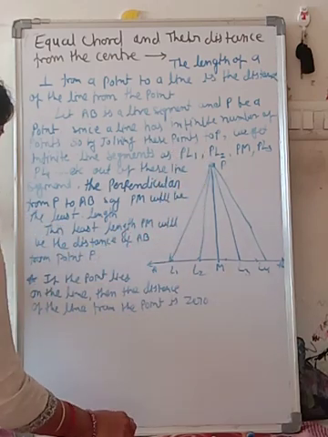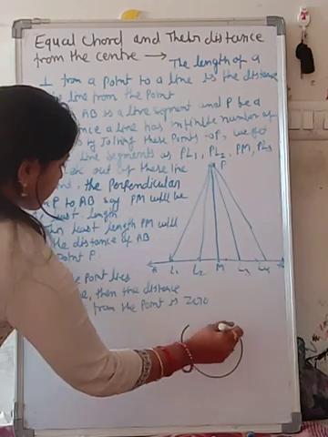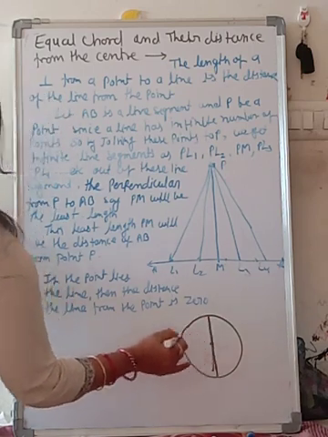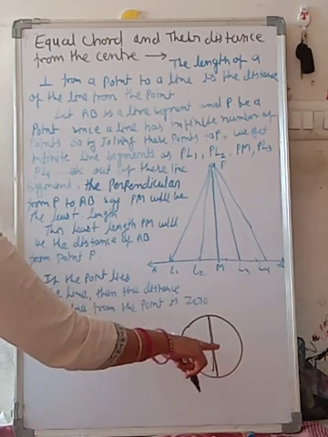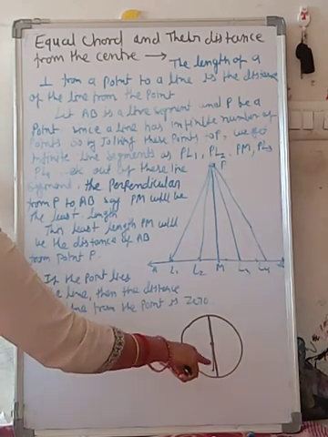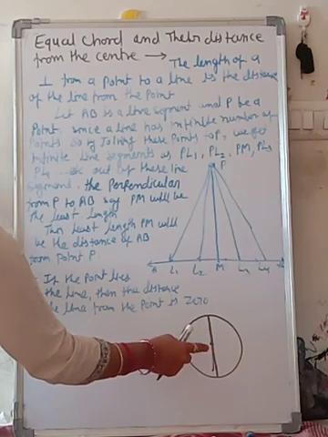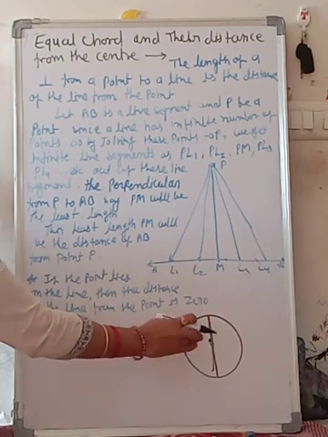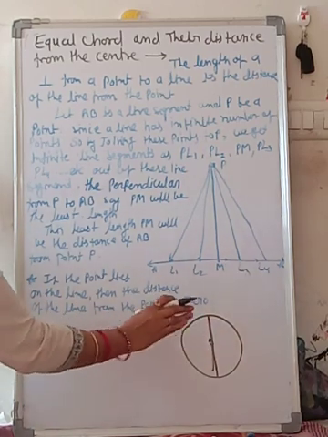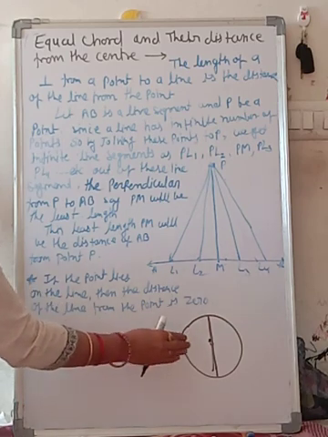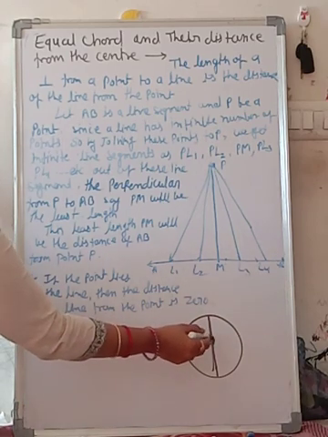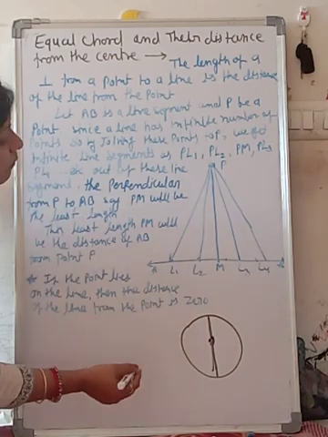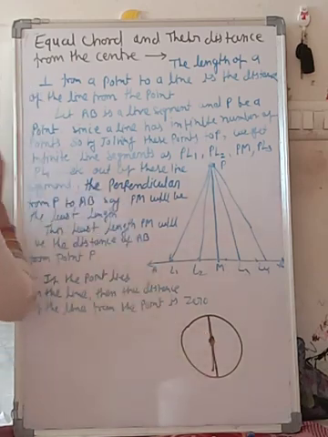Suppose we draw a circle, and this is a diameter and this is the center. This line is called the diameter, whose distance from the center is 0, because the center lies on it. There is a relationship between equal chords and their distance from the center, which is given in different theorems. So now let's start the theorems for this topic.